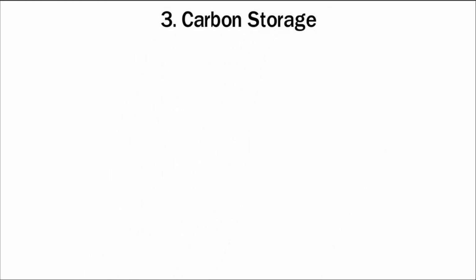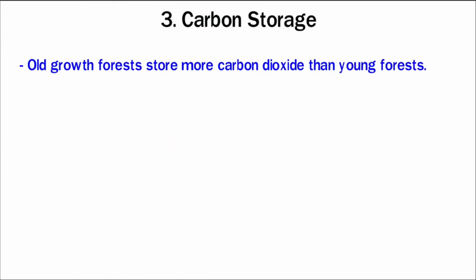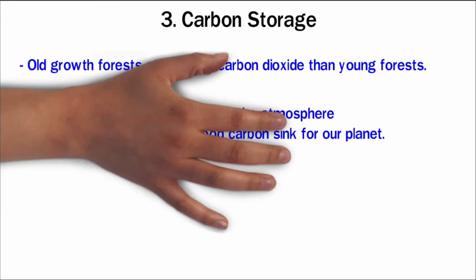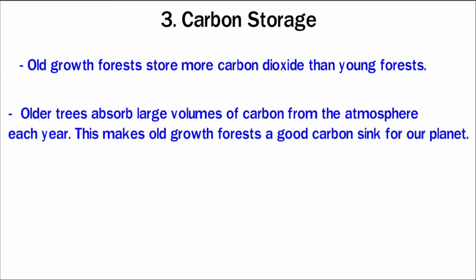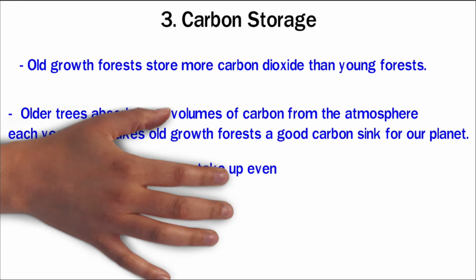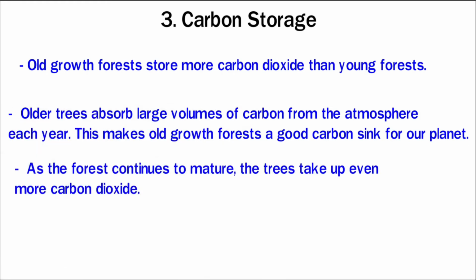Number 3. Carbon storage. Old-growth forests store more carbon dioxide than young forests. Older trees absorb large volumes of carbon from the atmosphere each year. This makes old-growth forests a good carbon sink for our planet. As the forest continues to mature, the trees take up even more carbon dioxide.